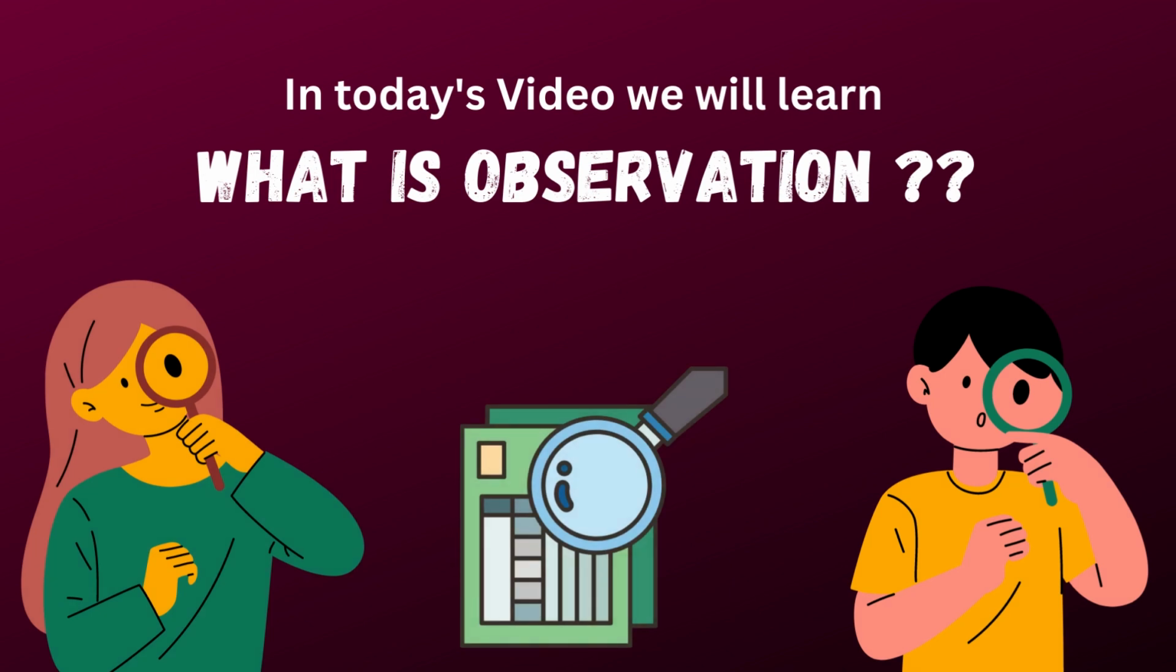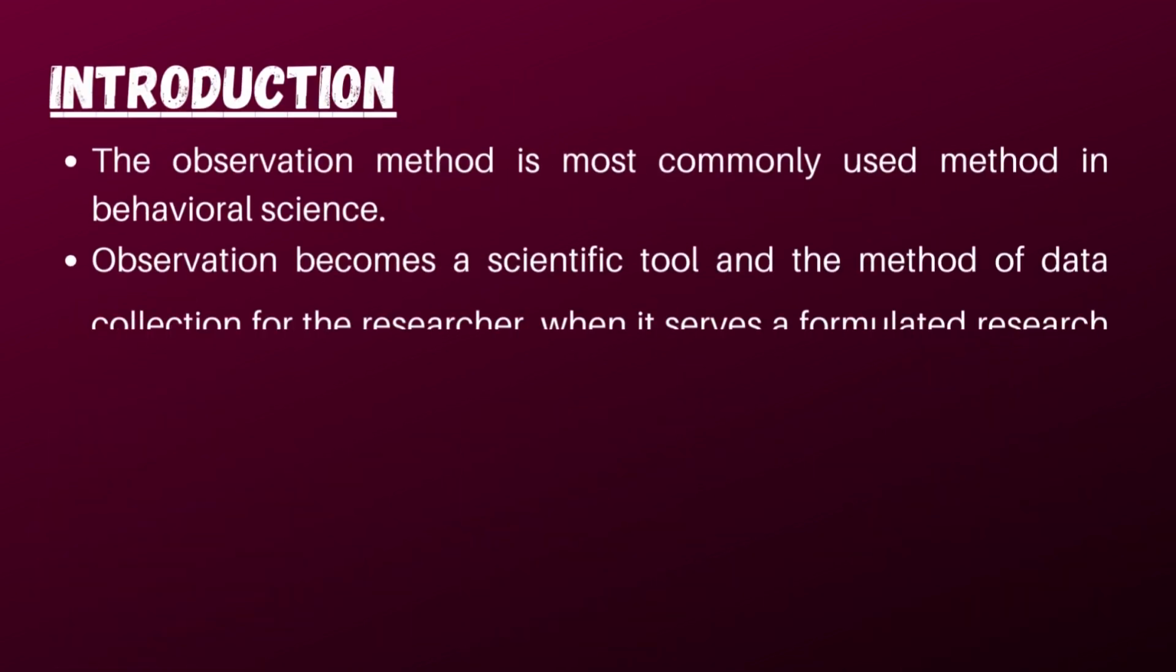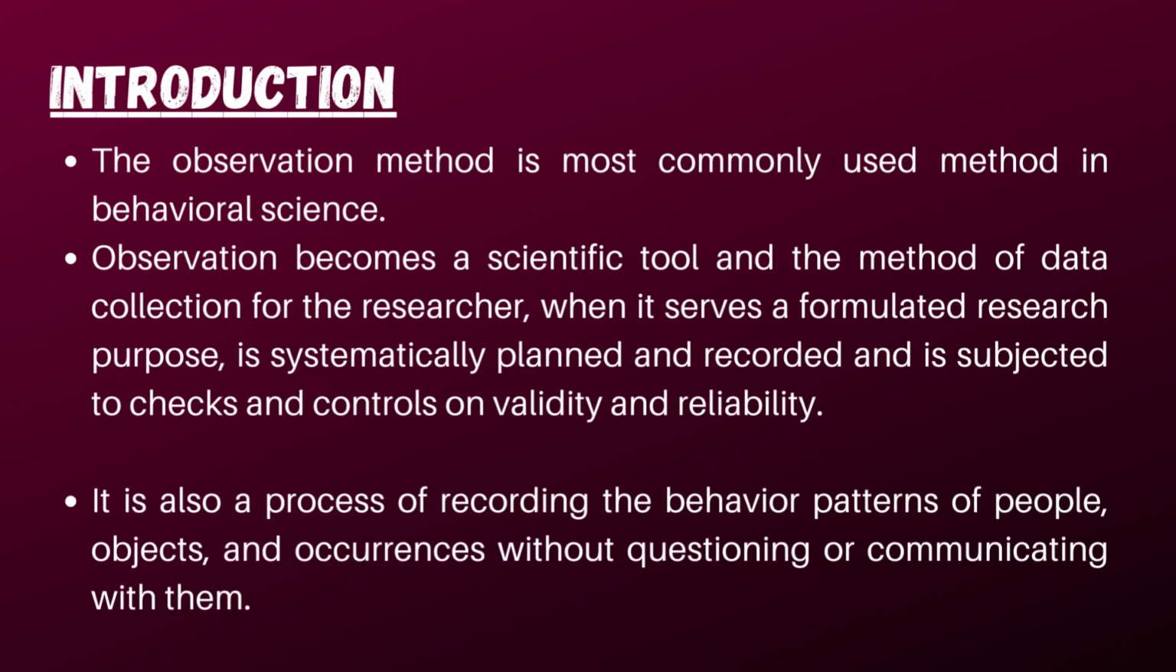In today's video, we will learn what is observation. Introduction. The observation method is the most commonly used method in behavioral science. Observation becomes a scientific tool and the method of data collection for the researcher when it serves a formulated research purpose, is systematically planned and recorded, and is subjected to checks and controls on validity and reliability. It is also a process of recording the behavior patterns of people, objects, and occurrences without questioning or communicating with them.